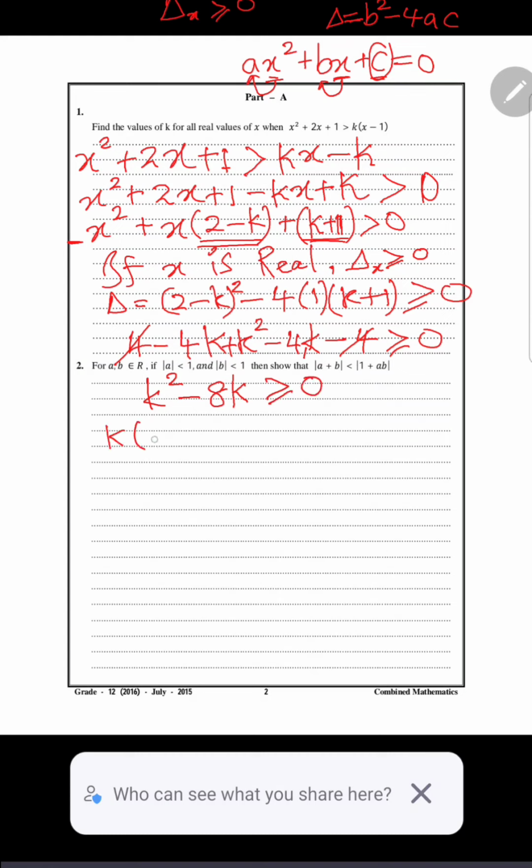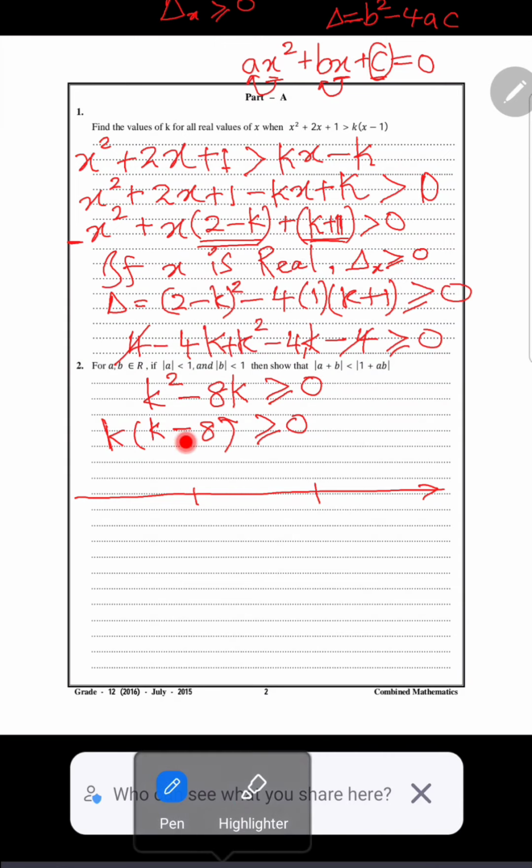Now factorize. Take k out. It is k minus 8. Now when we have an inequality, we have to factorize like this. So k is a factor, k minus 8 is the second factor. Now draw the number line and mark the values of k. From this factor, we get the value of k as 0. From this factor, we get the value of k as 8. So this is 0. This should be 8.